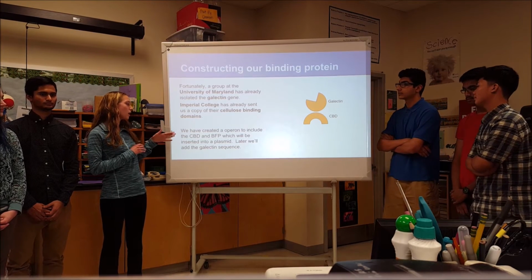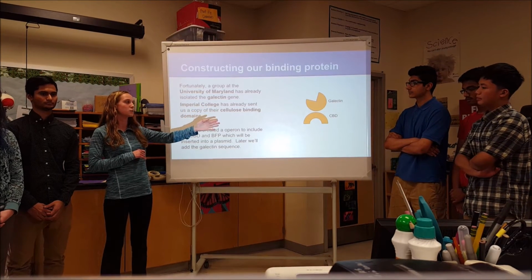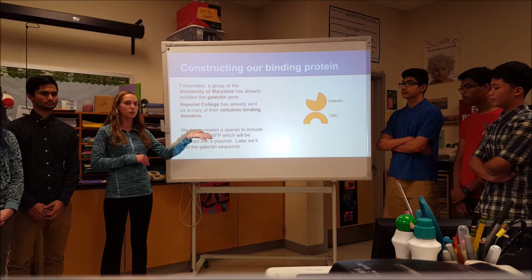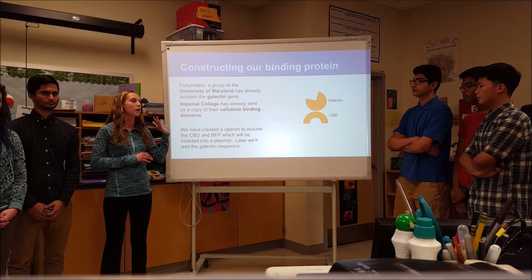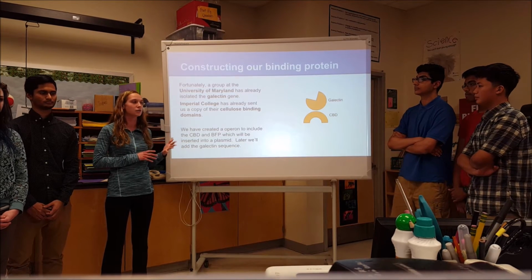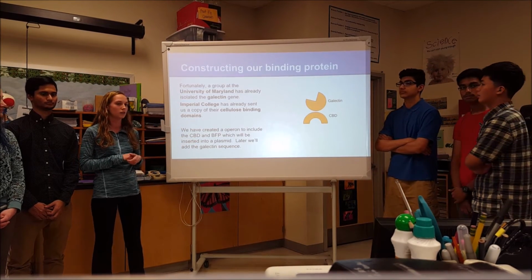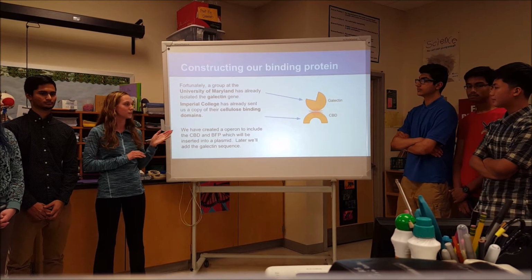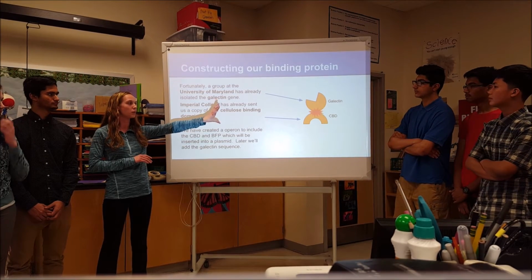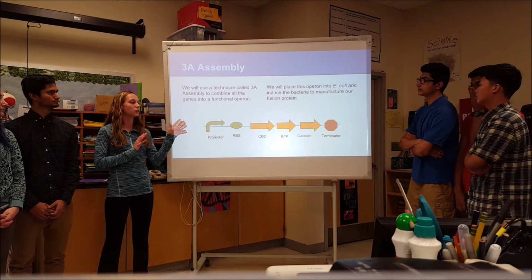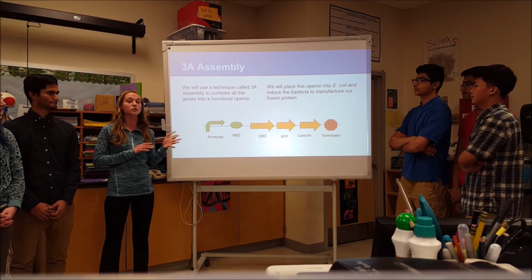We're creating an operon that has the galectin and the cellulose binding domain eventually, and which also uses the BFP protein, Blue Fluorescent Protein, that will be used as an indicator so we can identify if the transformation actually works. So we're fusing them together to make one full fusion protein. By doing this, we created our own sequence and sent it off to be produced.